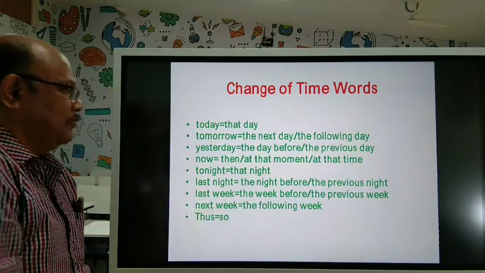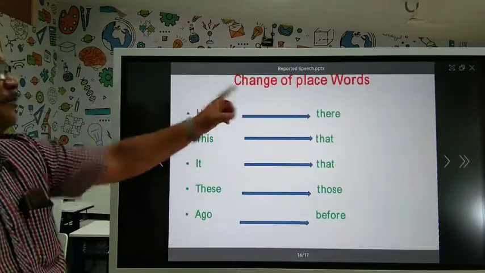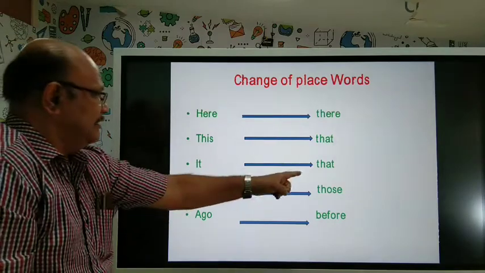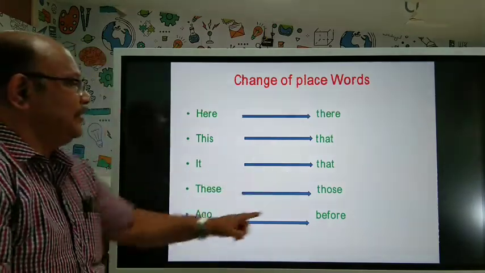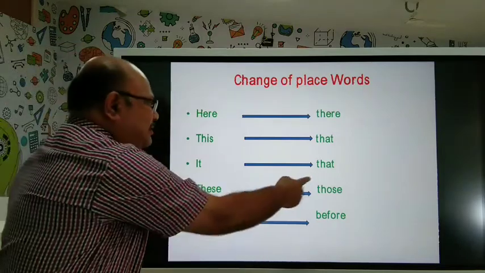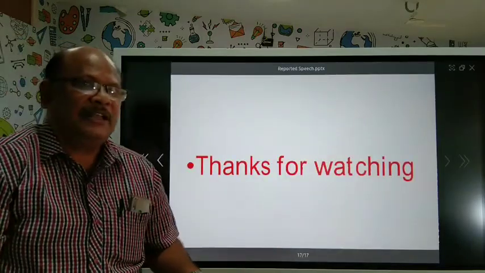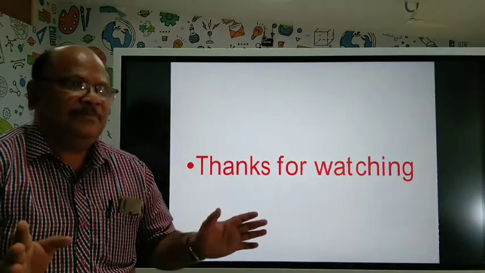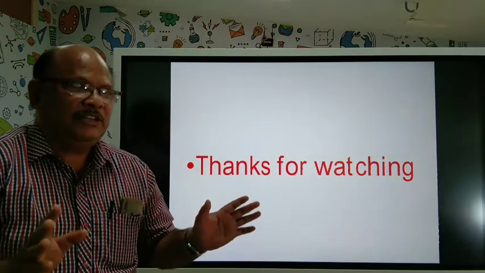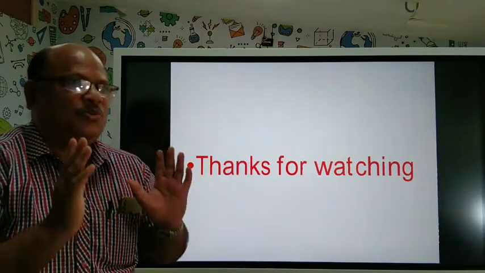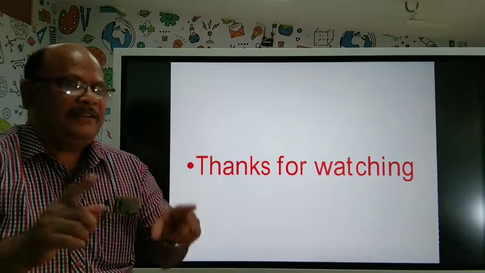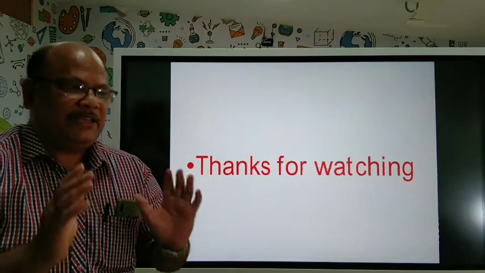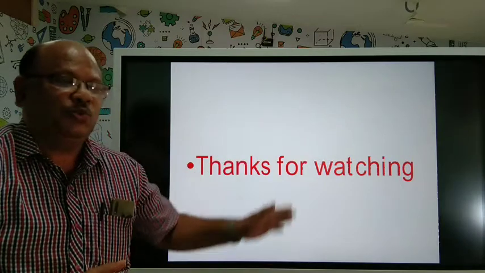Thus changes to so. Last, change of place words. Here becomes there, this becomes that, these become those, ago becomes before. So these are some of the rules governing direct speech and indirect speech. Now please learn the rules and also the examples, how the rules are applied in the exams, and in the same way make more examples in which you apply these rules.